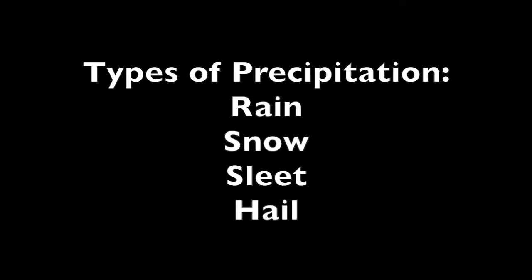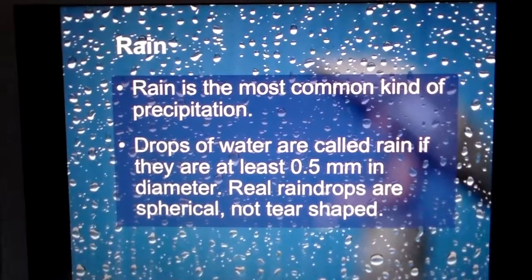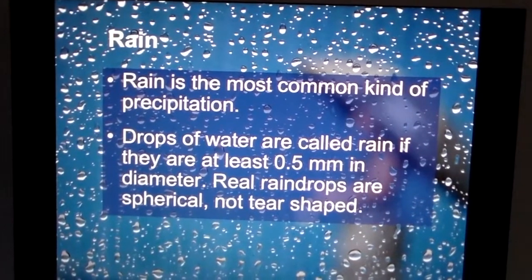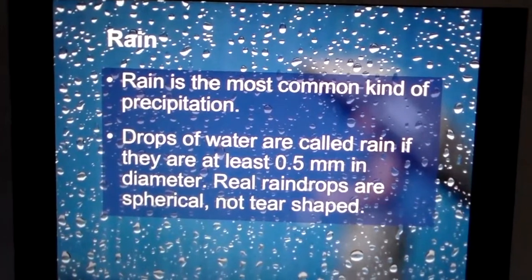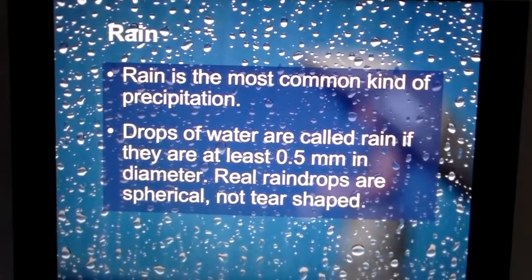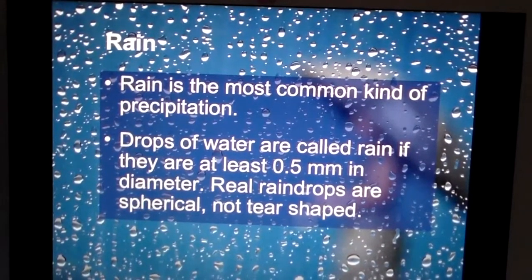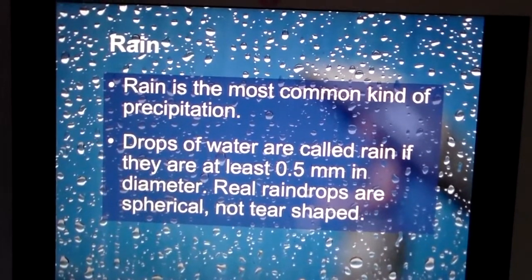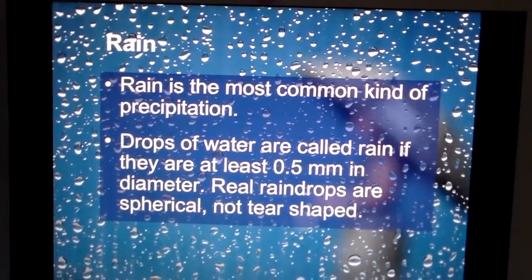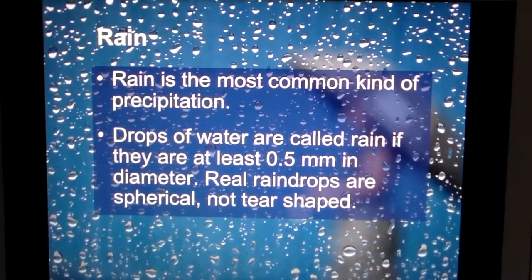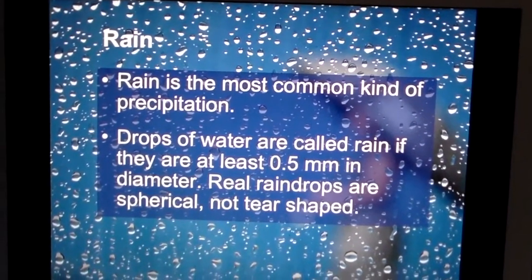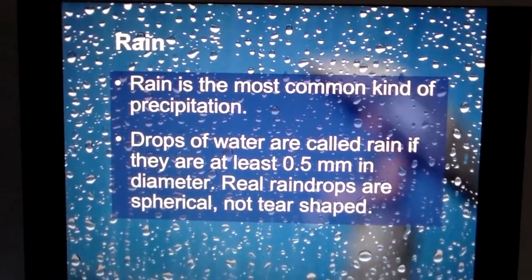Let's start with the precipitation that you're most familiar with, which is rain. Rain is the most common kind of precipitation, and basically we say that a drop of water is rain if it's at least 0.5 millimeters in diameter. And just so you know, as you can see here, real raindrops are actually spherical. I know that we tend to draw them as kind of tear-shaped, but that's because the raindrop gets stretched out as it falls downward because of gravity, but in reality, raindrops are definitely circular or spherical shapes. So rain is pretty simple. We see this all the time.